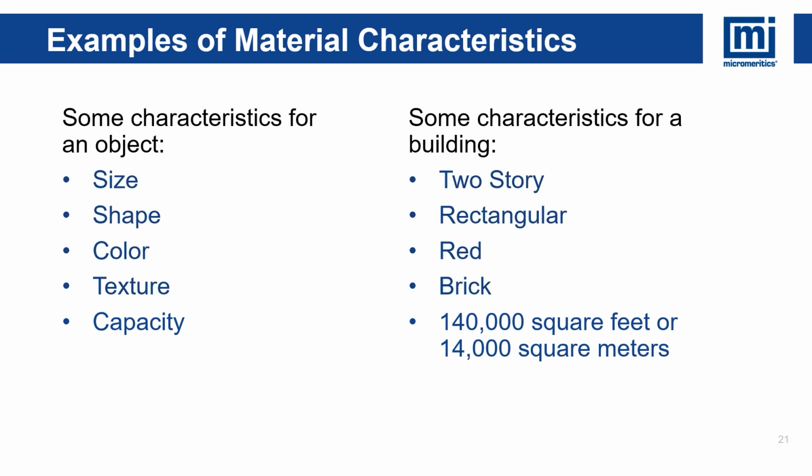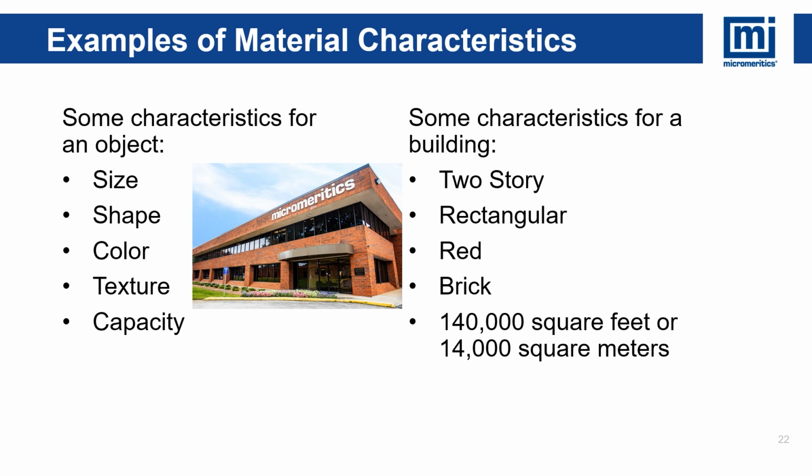So we have used some characteristics to describe our building as being a two-story, rectangular, red brick building with a capacity of 140,000 square feet or 14,000 square meters, which happens to describe the building where Micromeritics headquarters is located.